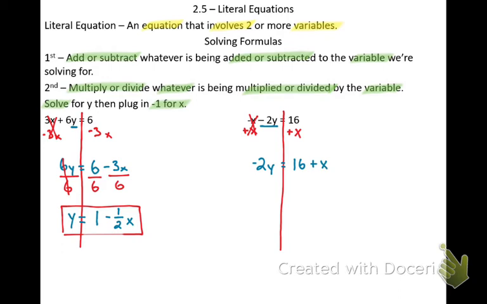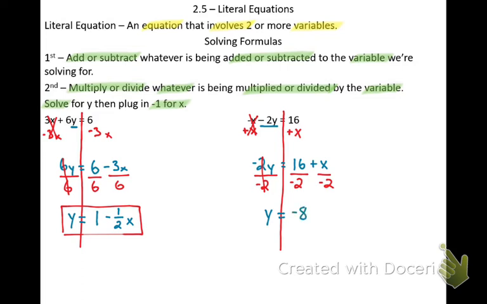From there, I'm left with that negative 2. So the negative 2 and the y are multiplying. I'm going to divide each term by negative 2. So I'm going to divide the 16 by negative 2 and the x by negative 2. The negative 2's will cancel out. I'm going to be left with y equals 16 divided by negative 2 is going to be negative 8.